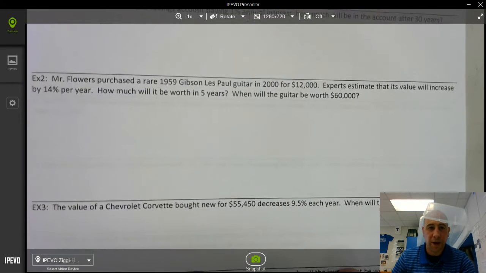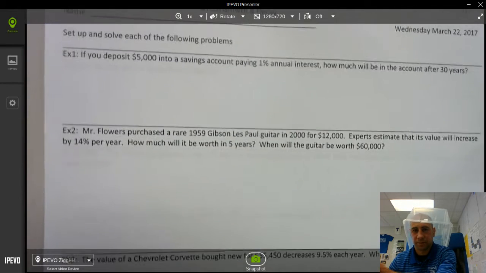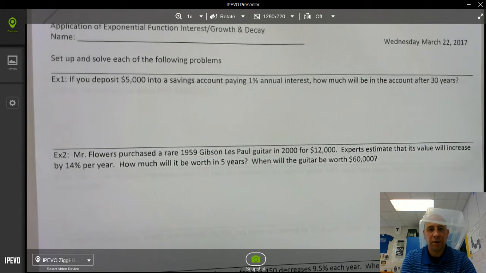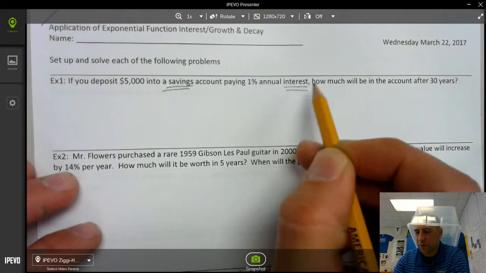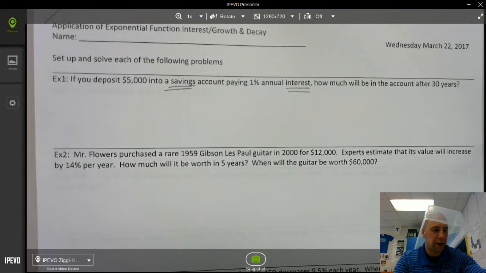Example 1. If you deposit $5,000 into a savings account paying 1% annual interest, how much will be in the account after 30 years? The key words here are savings and interest, which tell you we're looking at growth. It says annual interest, and annual means one time. So we're looking at the compound interest formula.